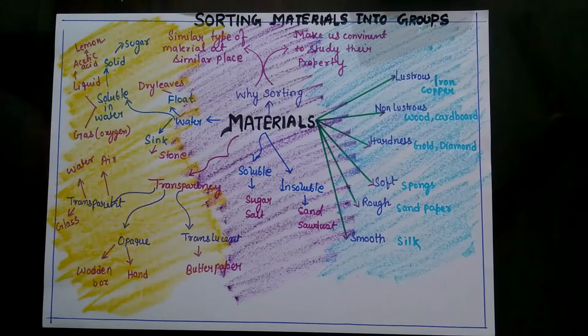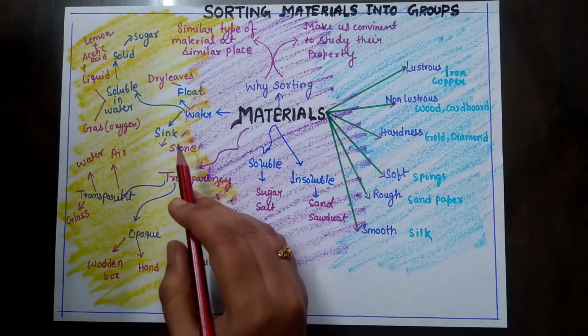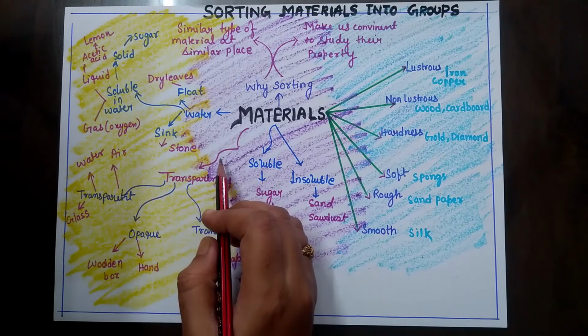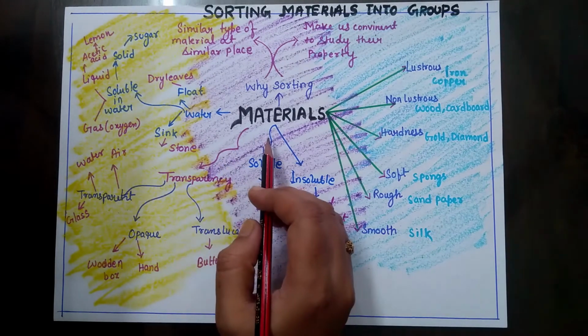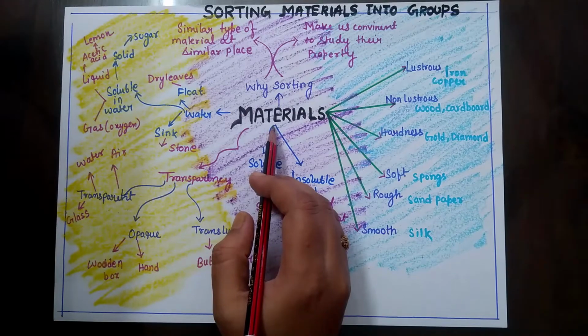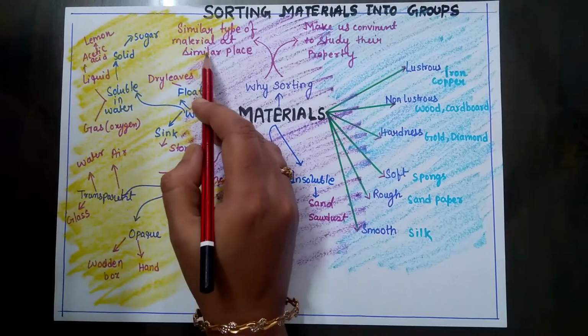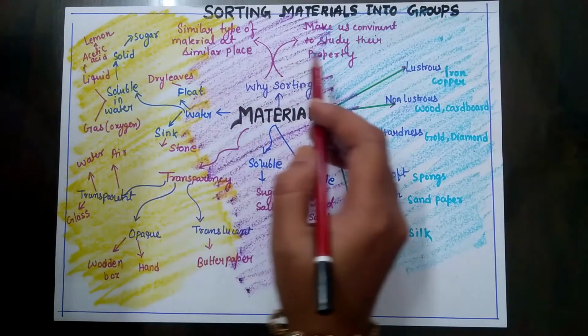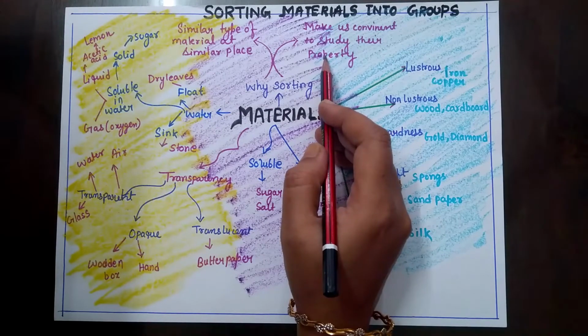Today in this video, we will learn and understand grade 6 sorting of material. So let us quickly begin this amazing chapter and master this topic in just a few minutes. So here we go. This is an amazing mind map of the entire chapter. Begin with material: why we need to sort material? The answer is to get similar types of material at one place, and it helps us to study the property very conveniently.